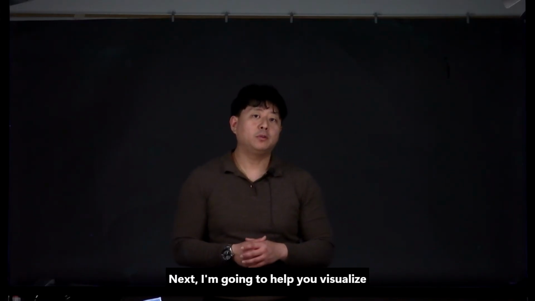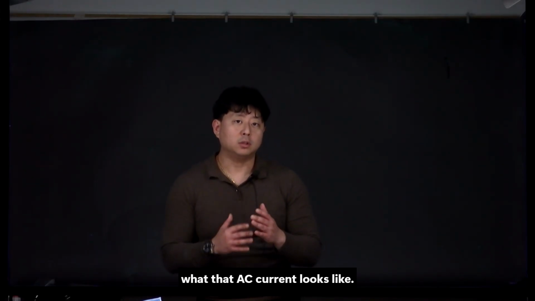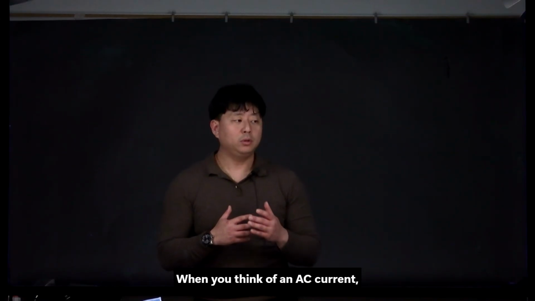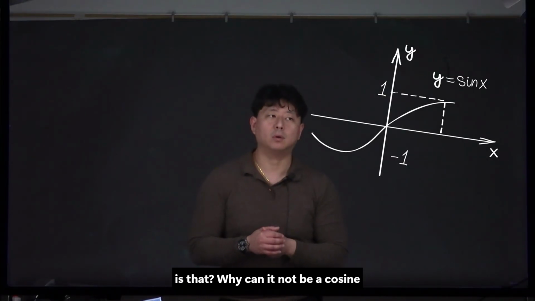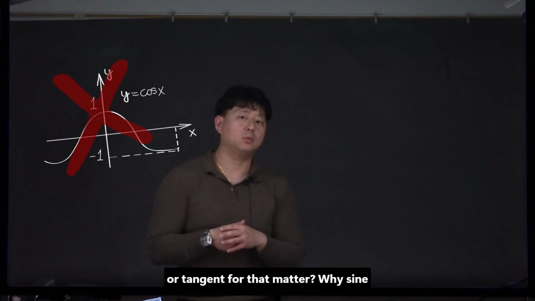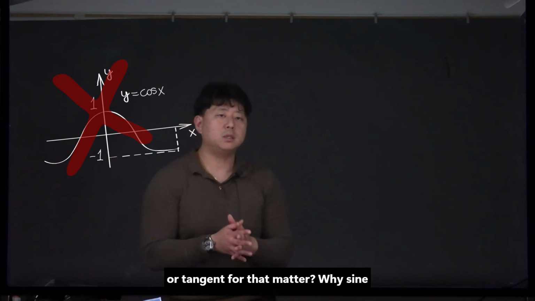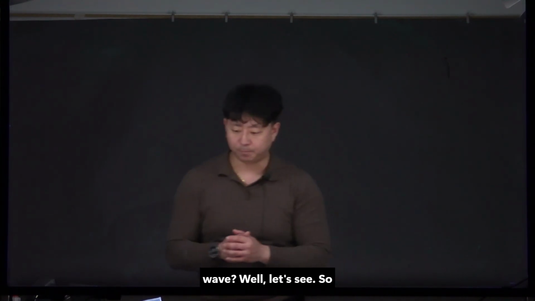Next, I'm going to help you visualize what that AC current looks like. When you think of an AC current, people often think of a sine wave. Why is that? Why can it not be a cosine or tangent for that matter? Why sine wave? Well, let's see.